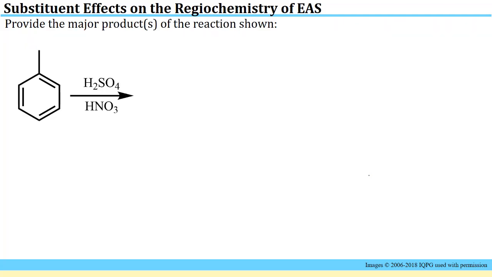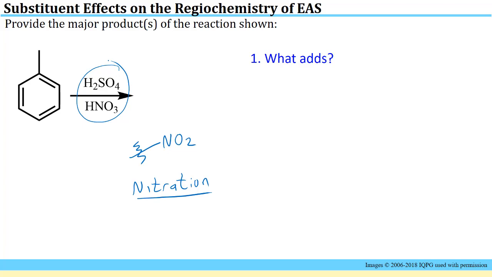Our next question is a really common type of question for exams and quizzes in organic chemistry classes. Simply provide the major product of the reaction shown. And in order to effectively address this, you'll have to first say, well, if I see these conditions around the reaction arrow, what will I be adding to the benzene ring? What will change? And in this case, when you have sulfuric acid and nitric acid together, this will add a nitro group, and this reaction is called a nitration.